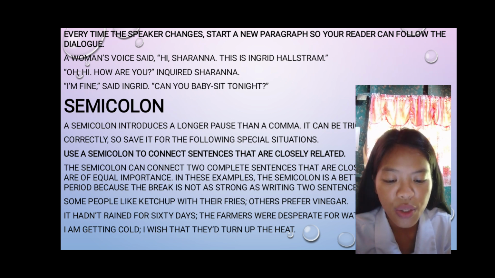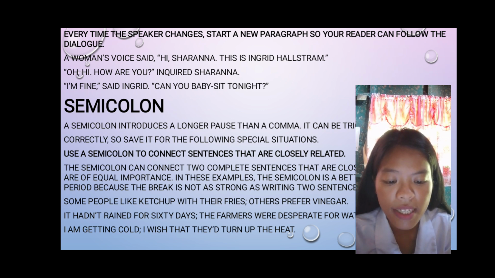The semicolon. A semicolon introduces a longer pause than a comma. It can be tricky to use correctly, so save it for the following special situations. Use a semicolon to connect sentences that are closely related. The semicolon can connect two complete sentences that are closely related and of equal importance.